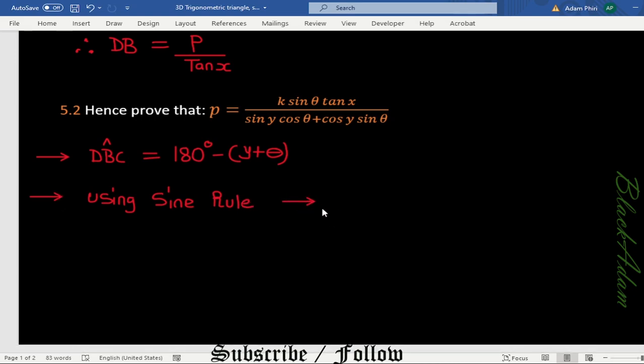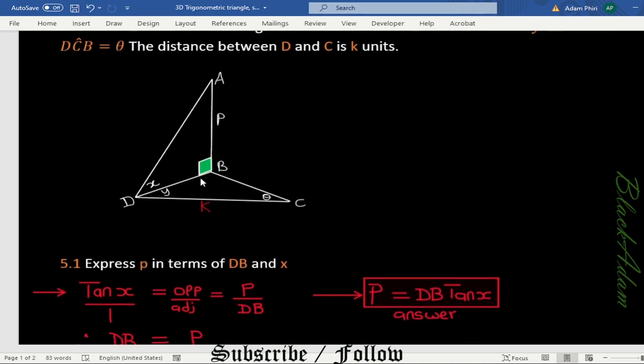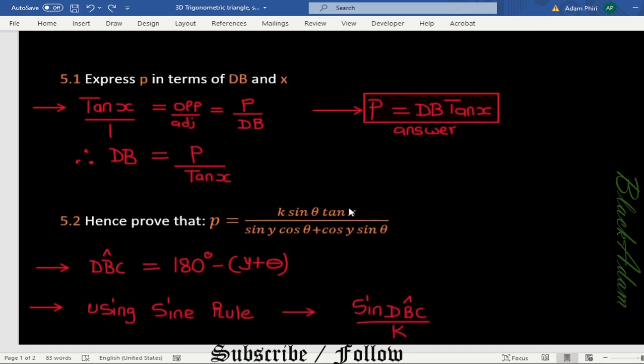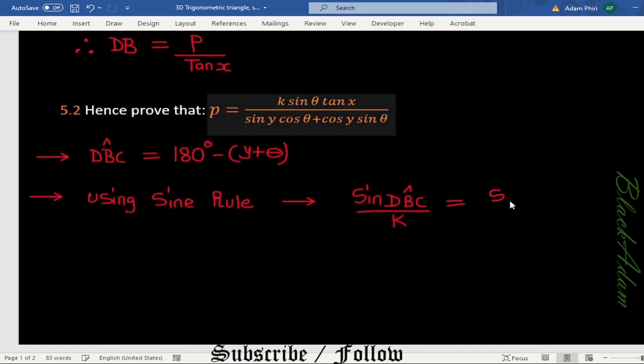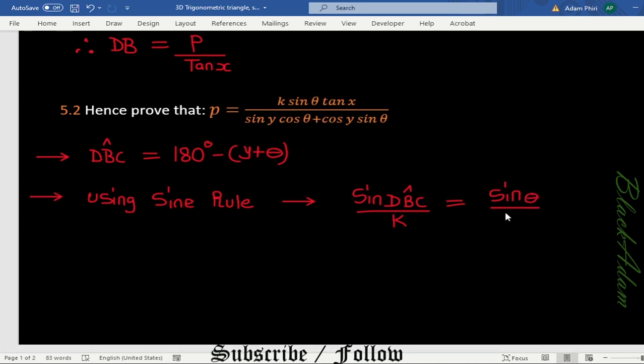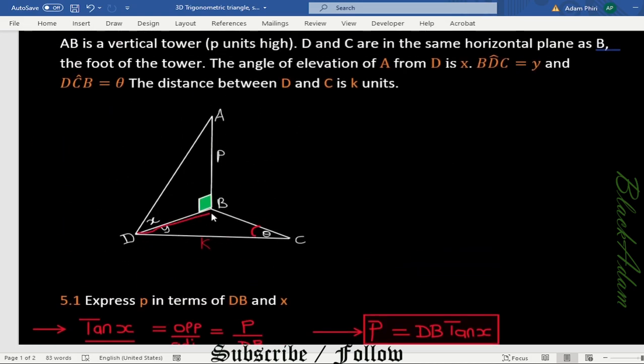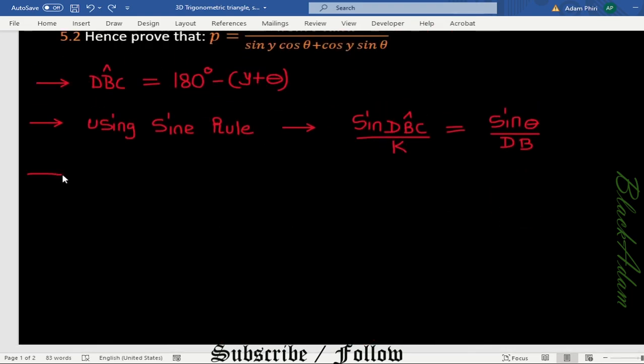So sine rule will mean that we have sine DBC. Okay, so that'll be sine DBC over K is equal to sine theta over, so what is opposite theta? That's dB. Okay, so that's dB. So those are the angles that we'll be working with. And we also have to find out what those values are.